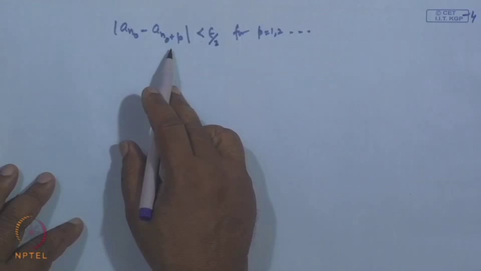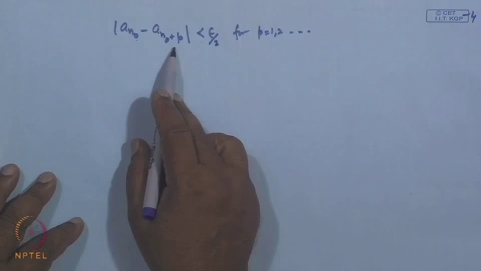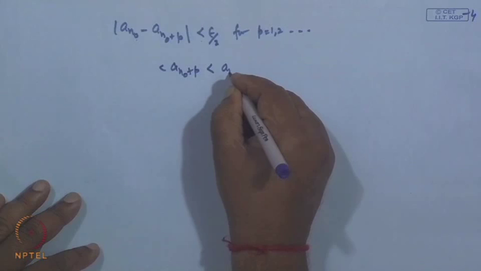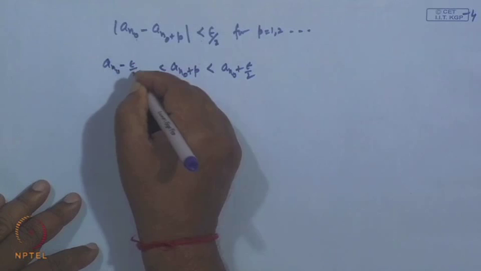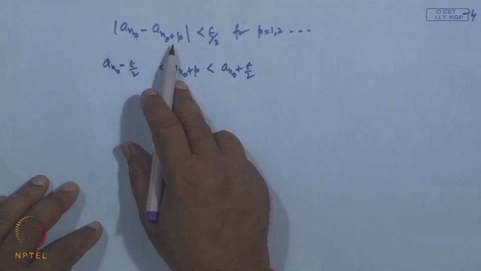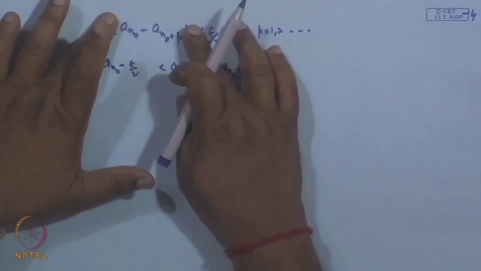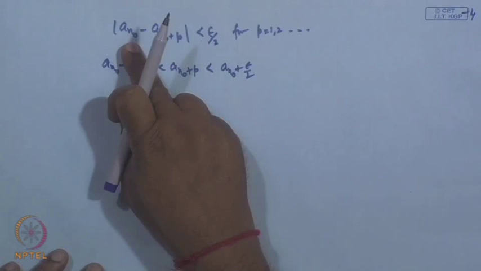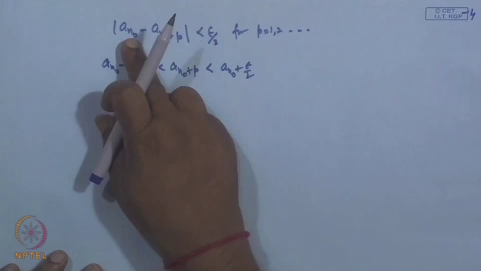Now, there are two points when you remove this mod sign. a n naught may be greater than a n naught plus p, or a n naught may be less than a n naught plus p. So basically a n naught plus p will lie between these two bounds, a n naught plus epsilon by 2 and a n naught minus epsilon by 2. Is it not? Because suppose a n naught is greater than a n naught plus p, then a n naught minus a n naught plus p without mod sign is less than epsilon by 2. So you take epsilon by 2 to this side, and a n naught minus epsilon by 2 is less than this number. Now, if a n naught plus p is greater than a n naught, then because of the mod, we can write a n naught plus p minus a n naught, a positive quantity, and we get this number.